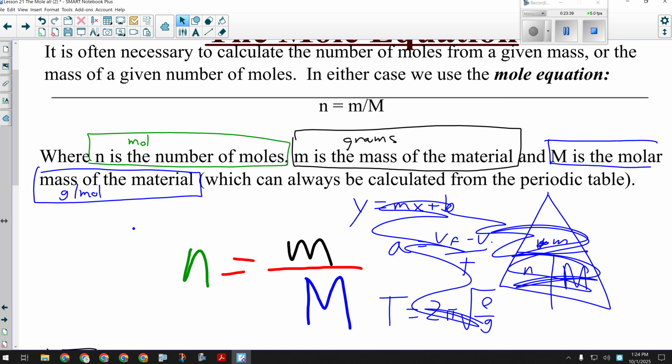What's the opposite of divide? Multiply. Okay, so I would multiply both sides by big M. Now I've got a big M on the top, big M on the bottom. Second rule of algebra, the golden rule of algebra: what you do to one side, you must do to the other.